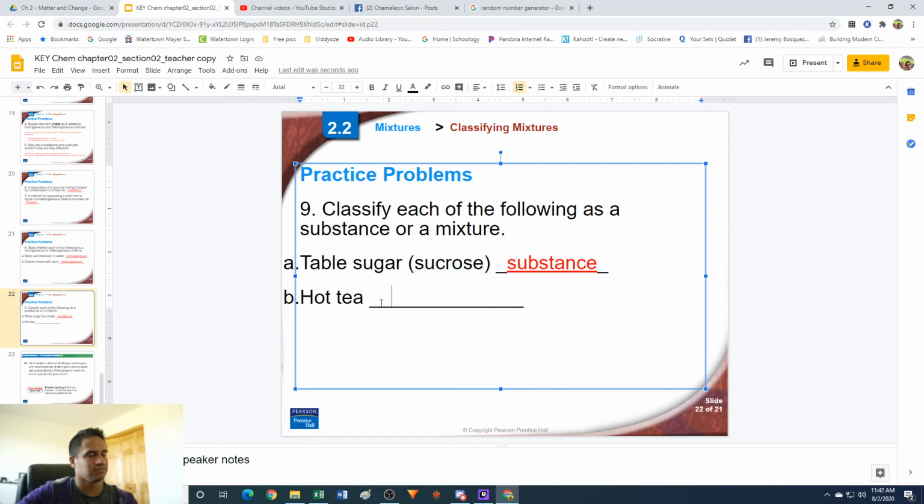For hot tea, there's all kinds of teas. They're all different, right? And if I made tea at my house versus I went to a cafe and got tea or something, each one's going to be different. So this one is definitely going to be a mixture. It is not a substance because it varies widely. It just depends on where you go to get it. So definitely a mixture, not a substance.